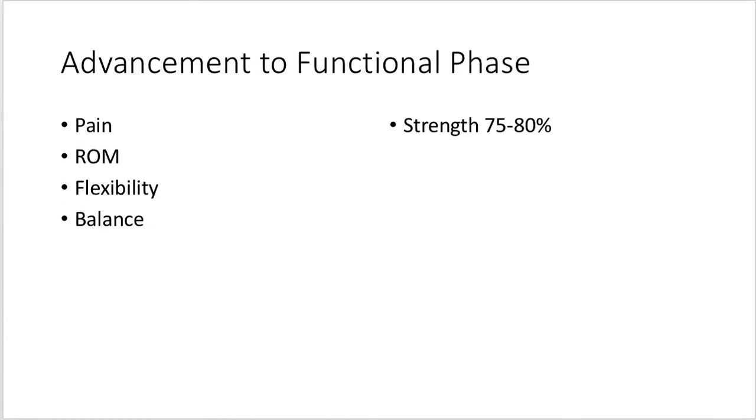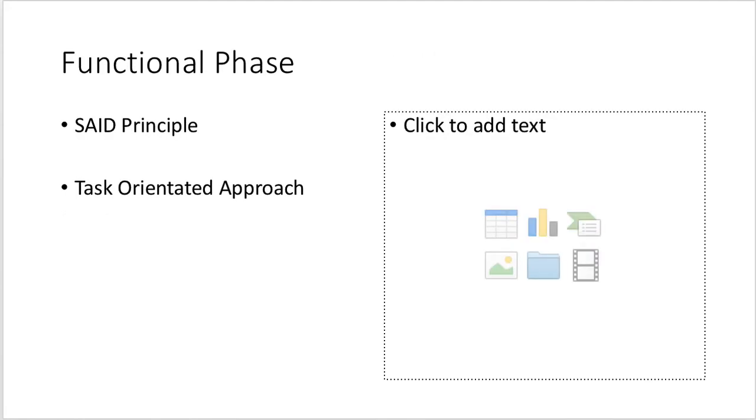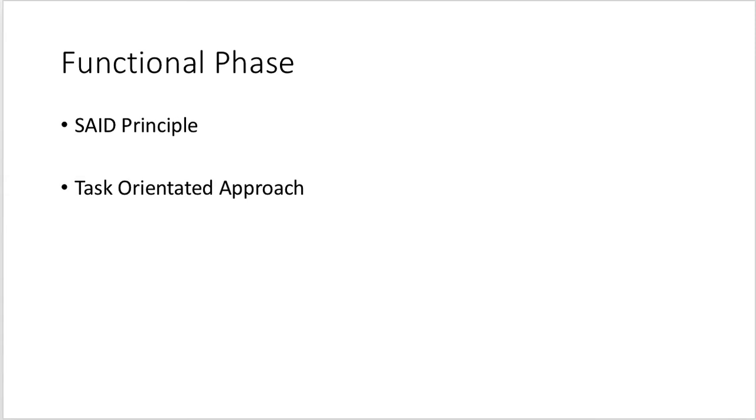Okay. We advance to our functional phase when our strength is 75 to 80%. So we want to make sure all those other components are really good to go. Our functional phase is our SAID principle. So guys, what's the SAID principle?